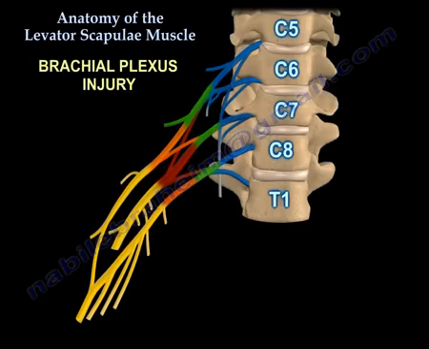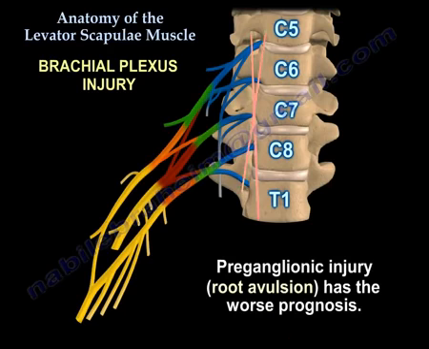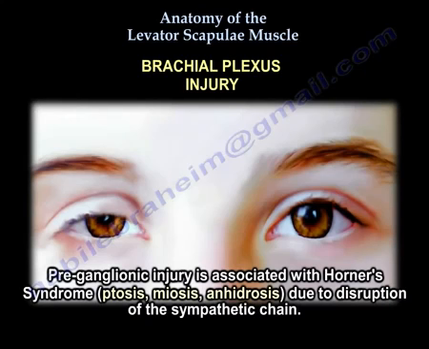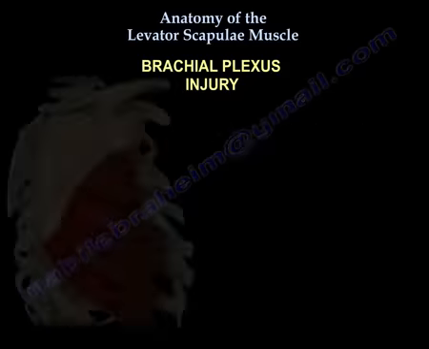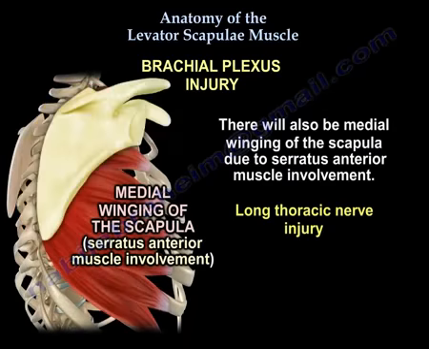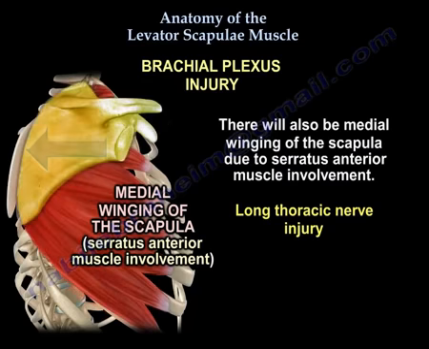Now, another important topic is brachial plexus injury. A preganglionic injury, which is root avulsion, has a worse prognosis. In this preganglionic injury, you will have Horner's syndrome, which is ptosis, miosis, and anhidrosis due to disruption of the sympathetic chain. You will also have medial winging of the scapula due to serratus anterior involvement.